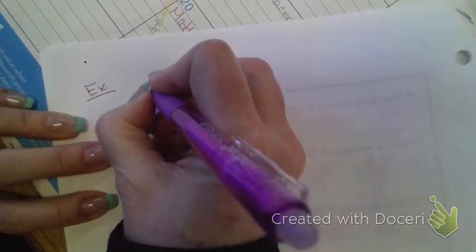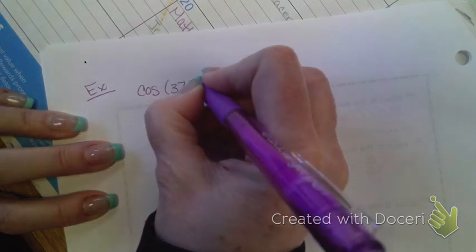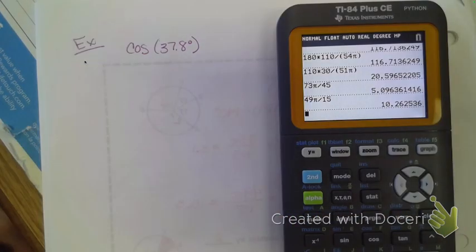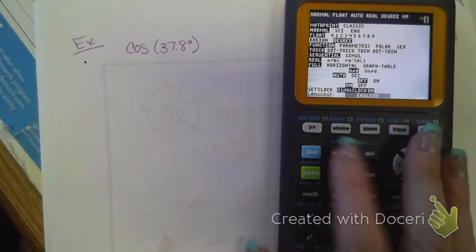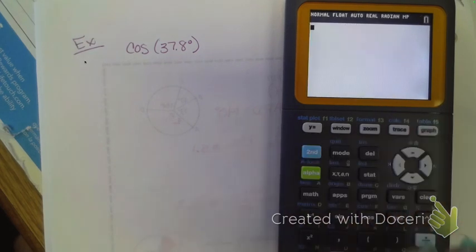Cosine of 37.8 degrees. Please be putting those parentheses even though your book does not. It will help your brain. Okay, so how am I going to do cosine of 37.8 degrees? Where do you put degrees? Click cosine in the calculator. Click cosine and put 37.8 and hit enter.